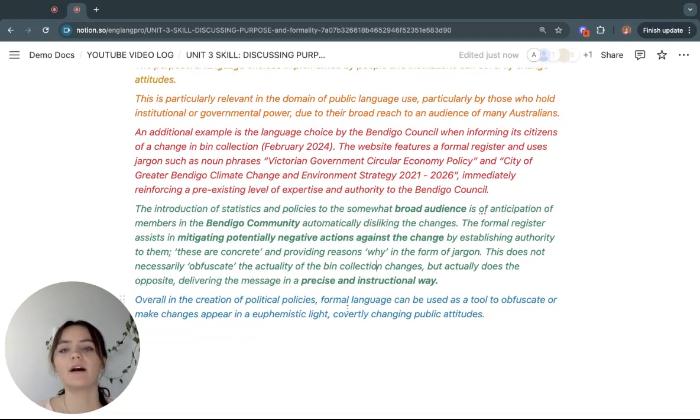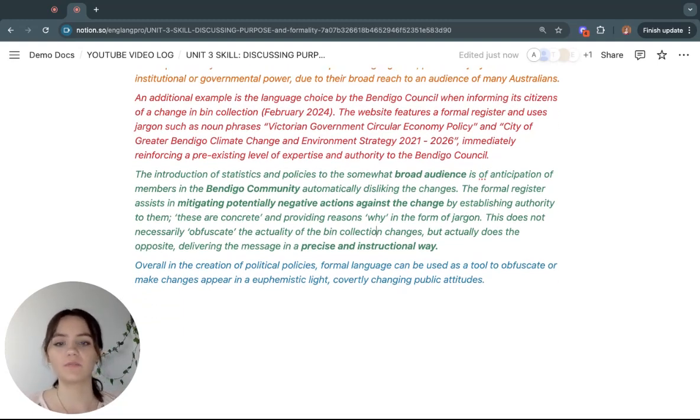Now I'm using my blue to call it down, and I always highly recommend that even if you can keep going with a comma, you use a full stop and have a separate sentence that does not need a reference to your example before you tie it all up. Otherwise, you're sort of lacking that overarching zoom out of here's what my example shows. In this one, for example, you could use something like, overall, in the creation of political policies, formal language can be used as a tool to obfuscate or make changes in a euphemistic light, covertly changing public attitudes.